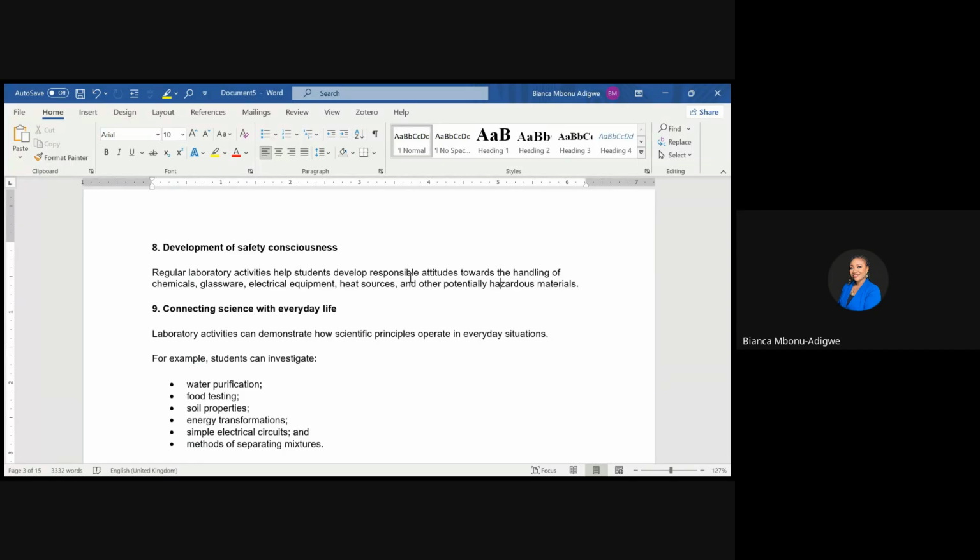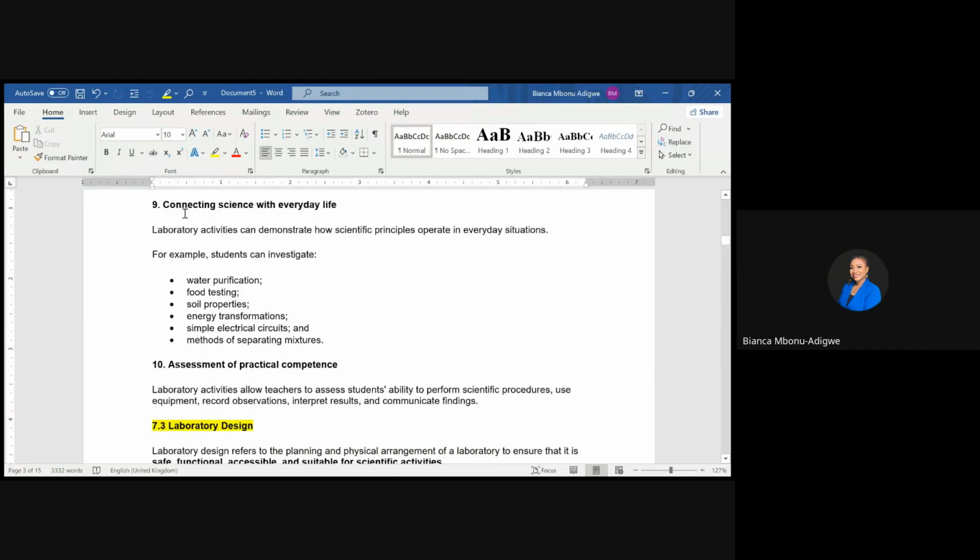So somehow, when you are always exposed to a situation where you should be safety conscious, you find out that you transfer that safety consciousness outside of your classroom to real life scenarios. Again, the laboratory helps us connect science with everyday life.